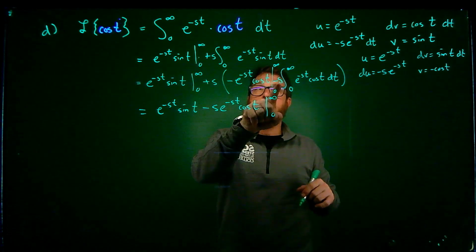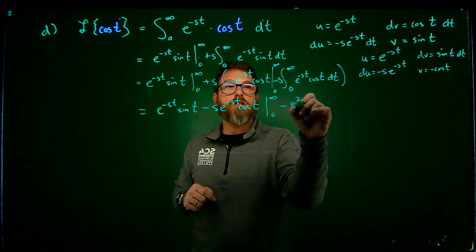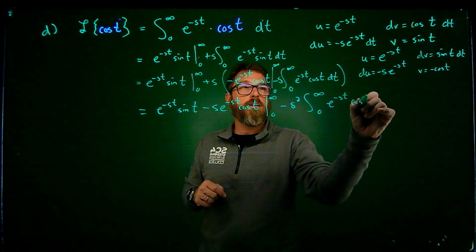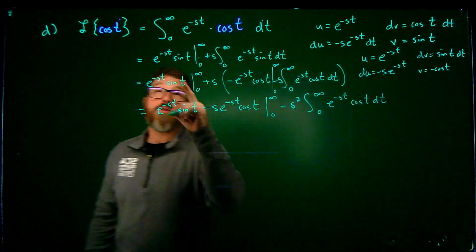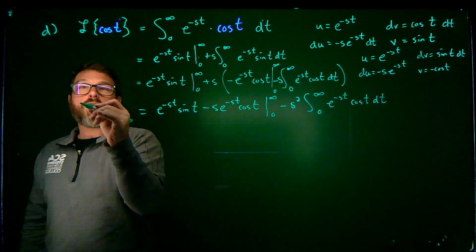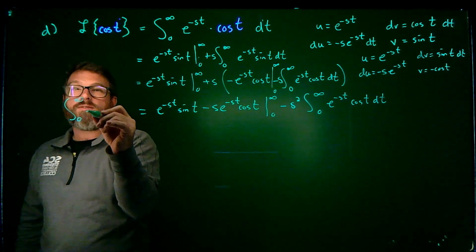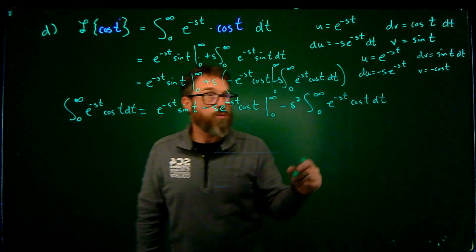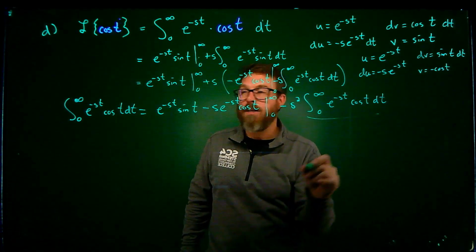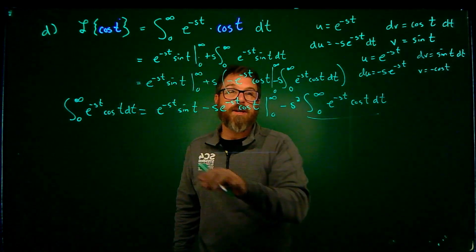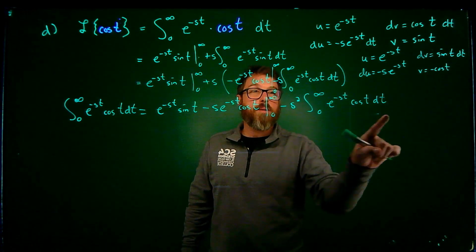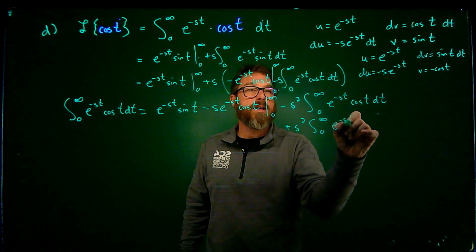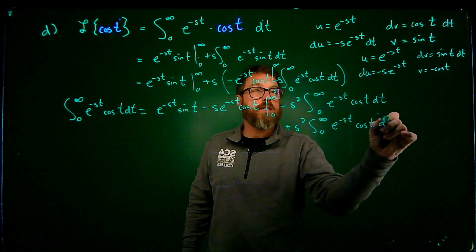And then s times negative s is going to be minus s squared times the integral from 0 to infinity of e to the minus st cosine t dt. Now remember, the original thing was equal to the integral from 0 to infinity of e to the minus st cosine t dt. So that's what I have over here, the same as what the original came out to be. And more importantly, it's minus that. So what I'm going to do algebraically is add s squared times the integral from 0 to infinity of e to the minus st cosine of t dt to both sides.